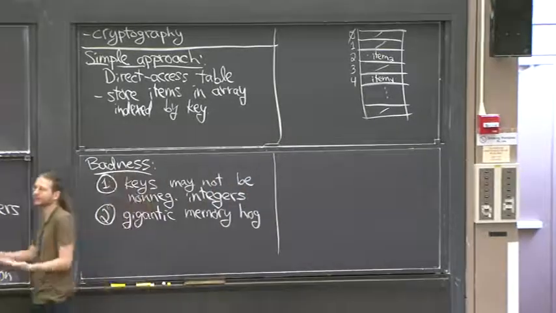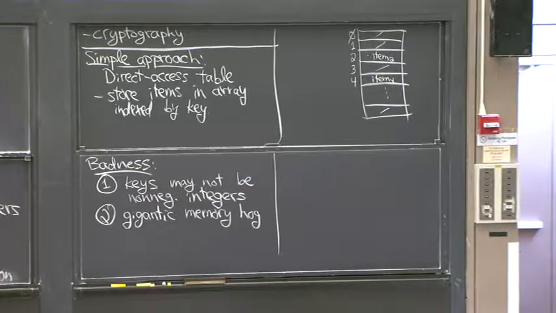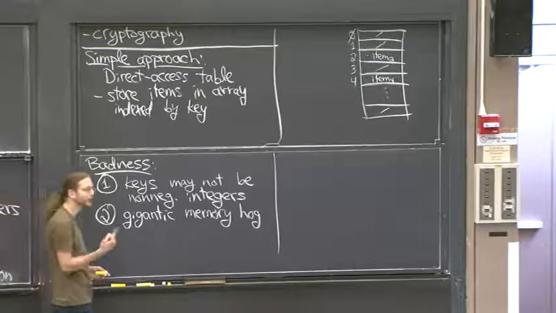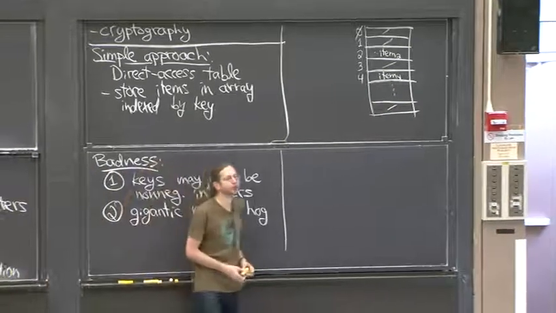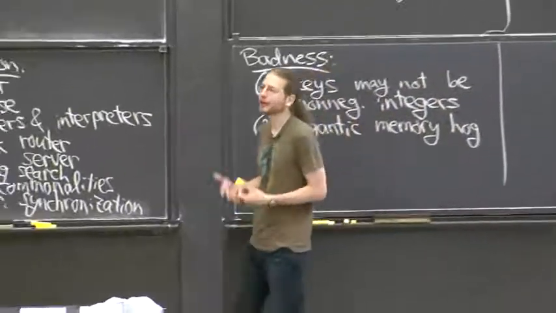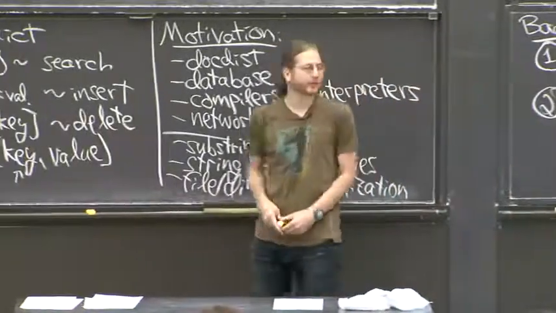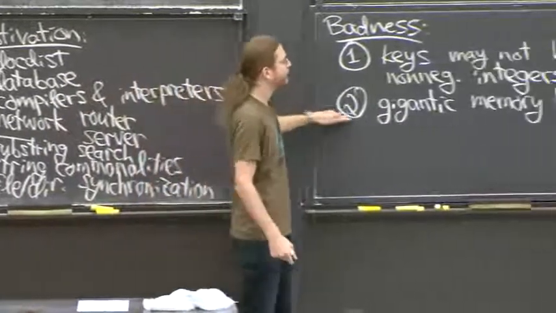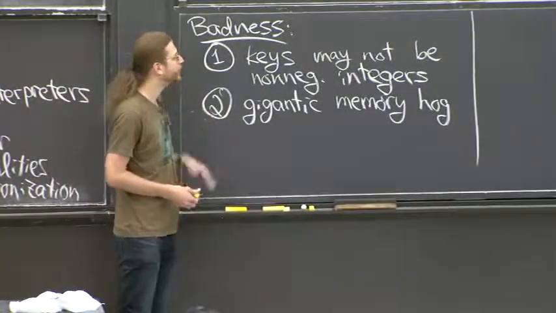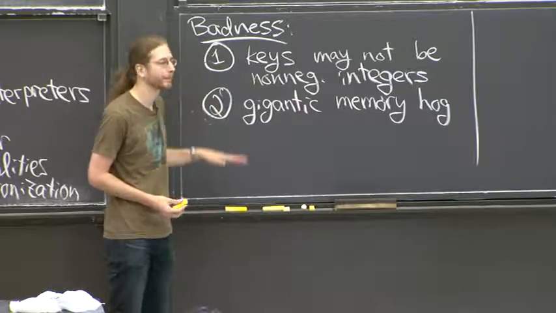Maybe your keys are 64-bit integers. Then you need two to the 64 slots just to store one measly dictionary. That's huge. I guess there's also the running time of initializing that. But at the very least, you have a huge space hog. This is bad. So we're going to fix both of these problems one at a time.